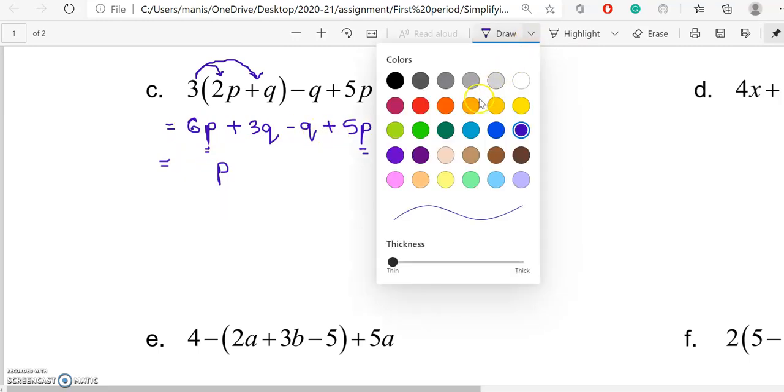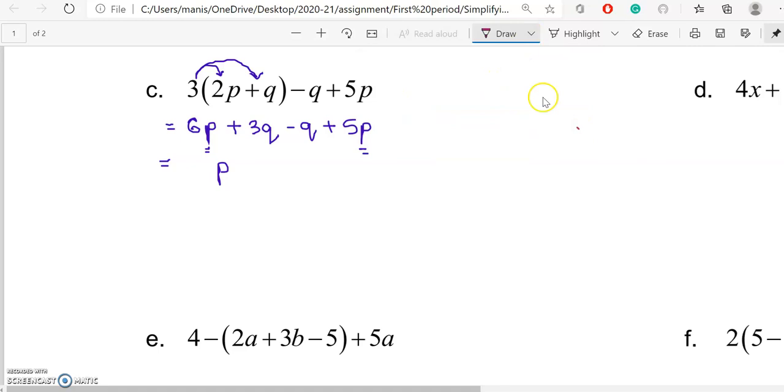So what is your 6 plus 5? So 6 plus 5 is what? 11. So 11 over here. So I have taken care of this term and I have taken care of this term. Do you see something is left? Yes. You are left with q and q. Always remember, if there is no coefficient over here, by default there is a coefficient called 1.